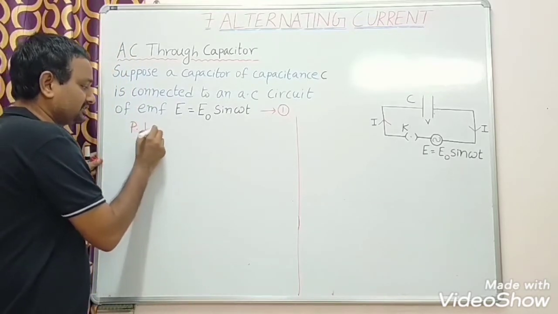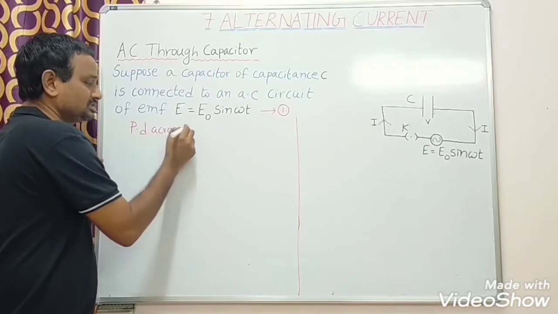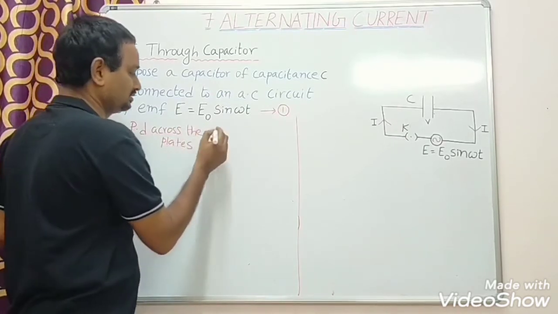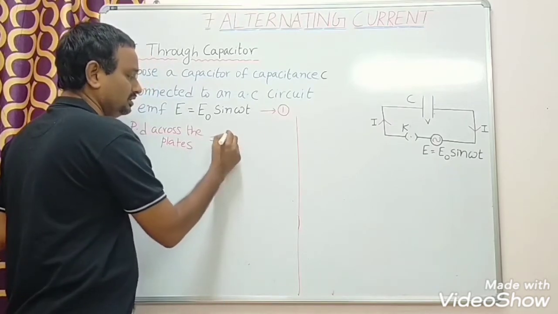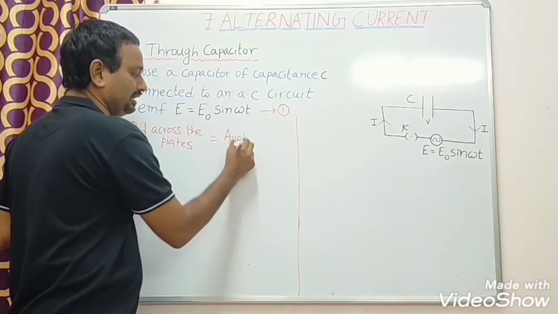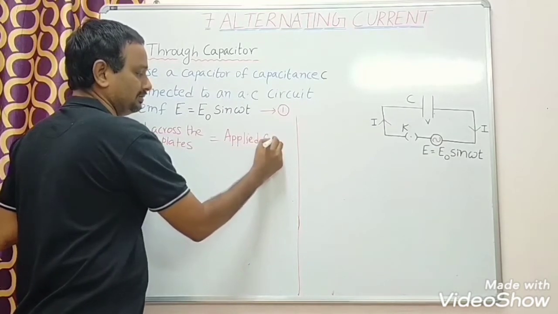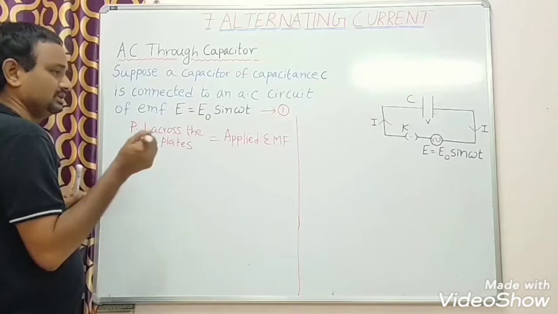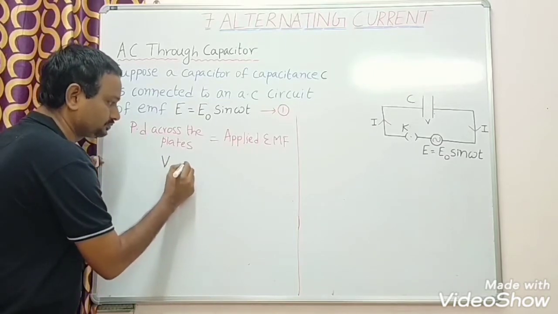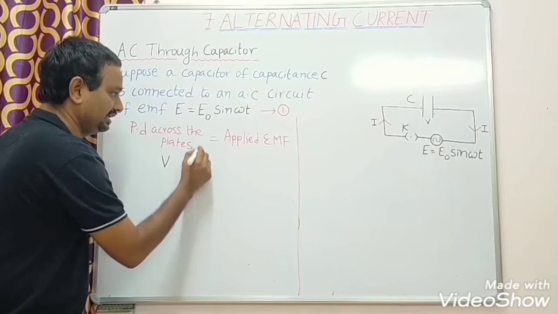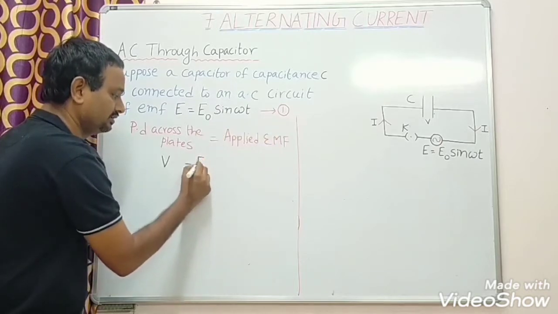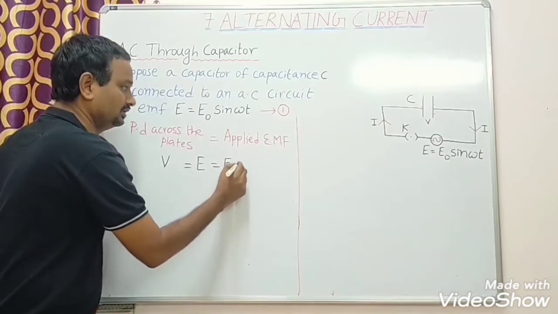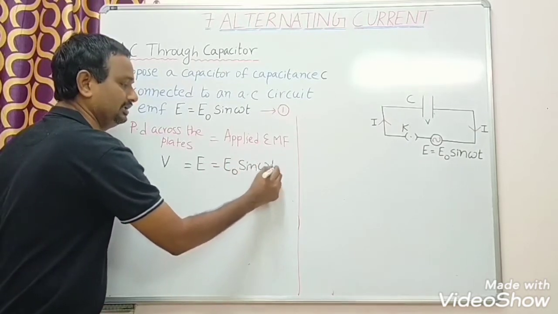So I will write the PD across the plates, V, equal to the applied EMF. From equation 1, that is E. So here E means E naught sin omega t.